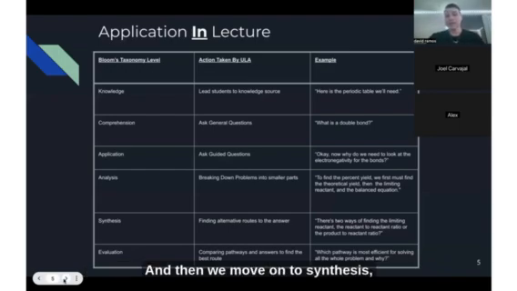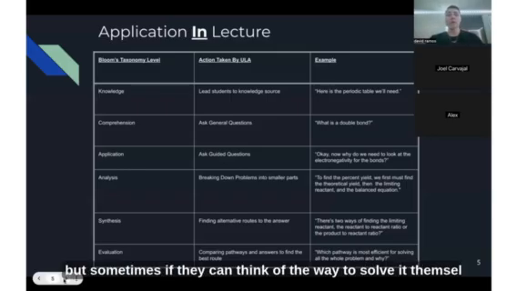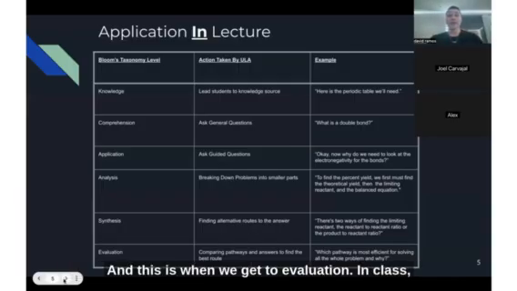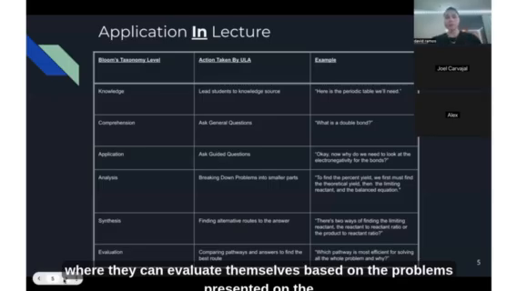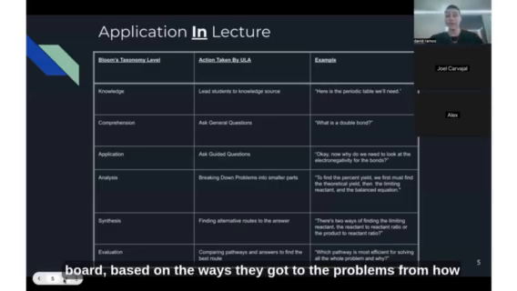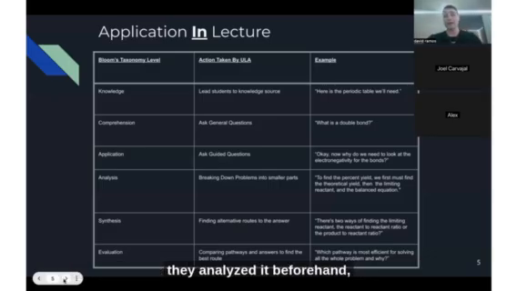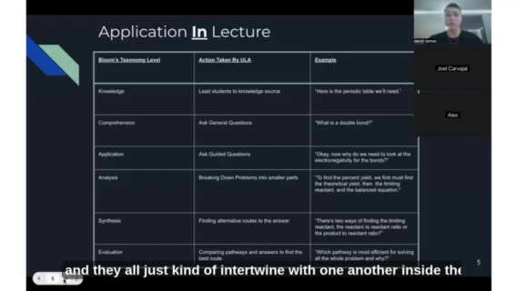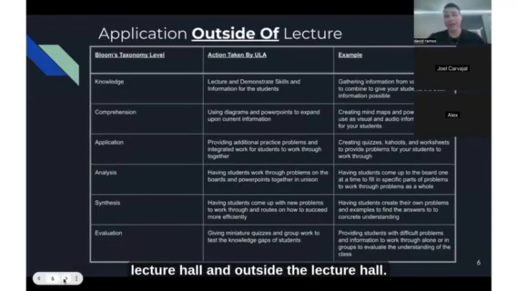And then we move on to synthesis, which is how we help students devise their own ways of solving problems. For example, if they're in lecture, they're learning a way to solve a problem, they're reading a way to solve a problem. But sometimes if they can think of the way to solve it themselves, they apply it much better. And this is when we get to evaluation in class, where they can evaluate themselves based on the problems presented on the board, based on the ways they got to the problems from how they analyzed it beforehand. And they all just kind of intertwine with one another inside the lecture hall and outside the lecture hall.